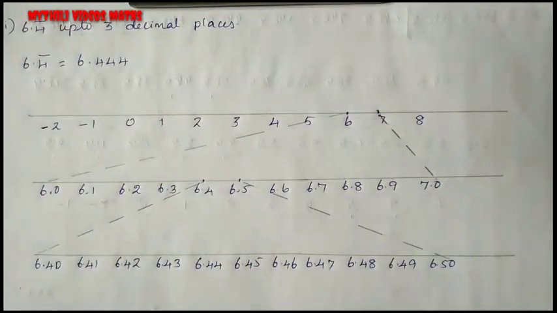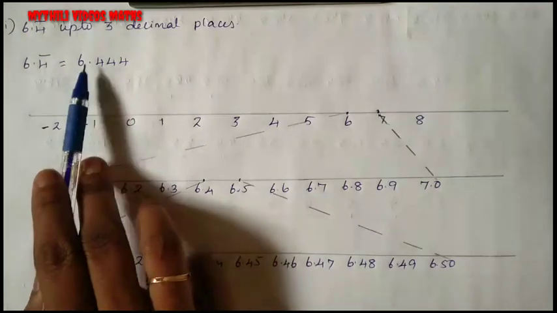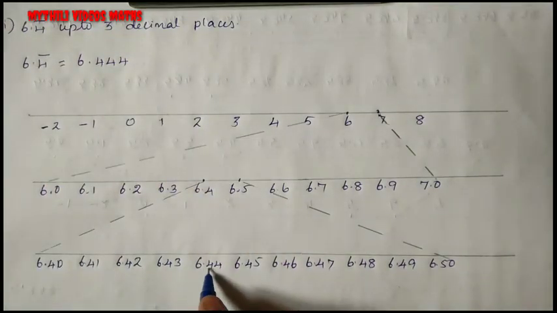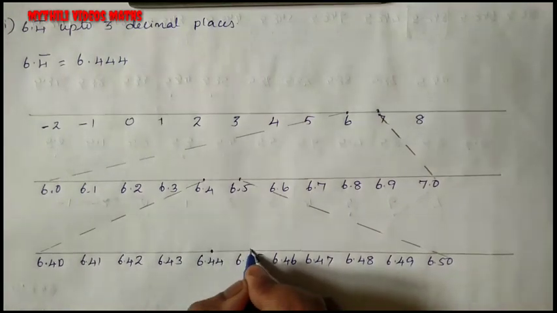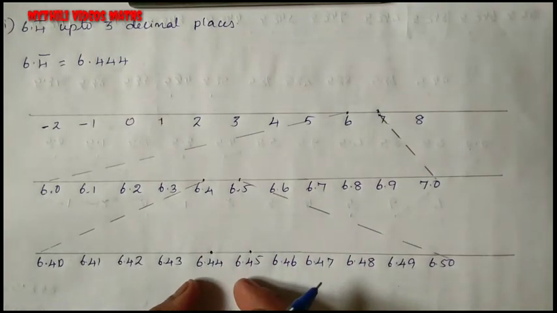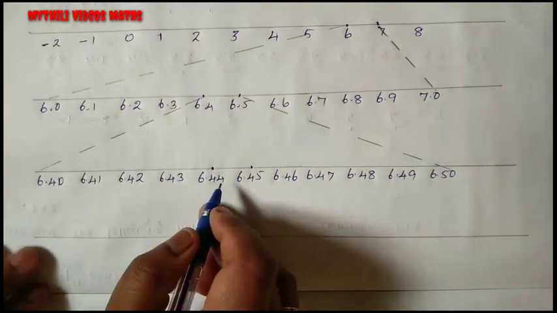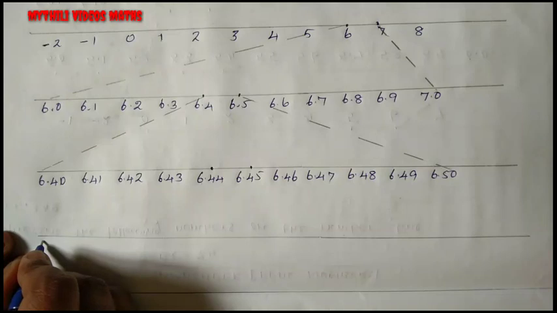After that, now check the 3 digit number. So the 3 digit number is 6.44. So 6.44 is lying here. In the number, that is the same number. In between, what are the numbers there? We have to write it in the next column. See here, 6.44.